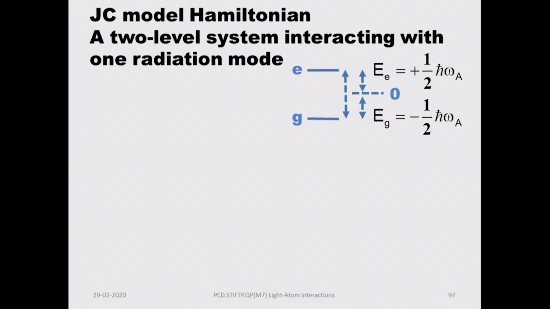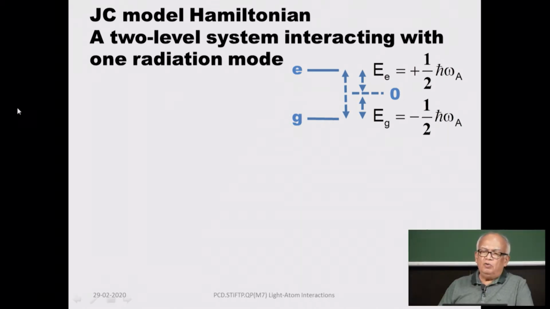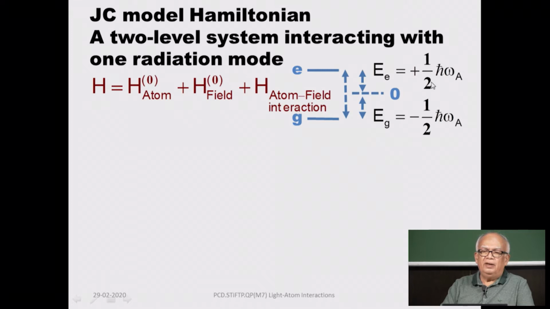So, what is the Jaynes Cummings model? So, you have got a two-level system interacting with one radiation mode, okay. So, you have got a ground state and an excited state. So, this is the zero of the energy, and the ground state you describe it as minus half h cross omega and this as plus half h cross omega.